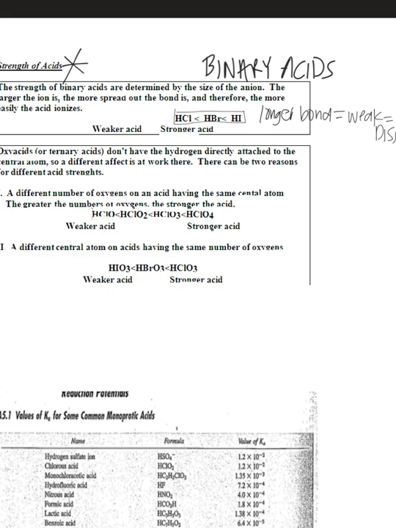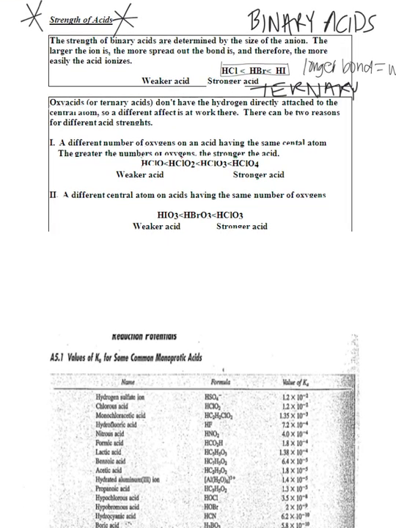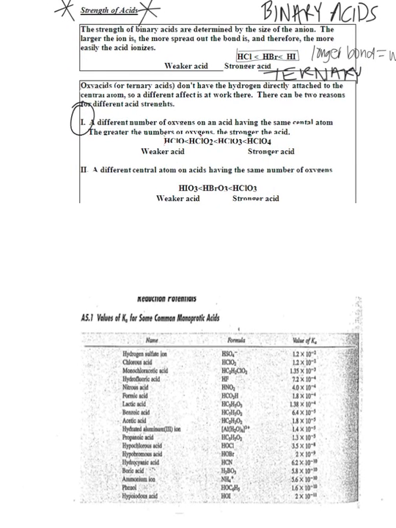Okay, so then I have ternary acids. More specifically, we're talking about these oxy acids. They don't have a hydrogen directly attached to the central atom, so a different effect is at work here. There can be two reasons for acid strength in these ternary acids. The first thing is that you have a different number of oxygens on an acid having the same central atom. The greater number of oxygens, the stronger the acid.